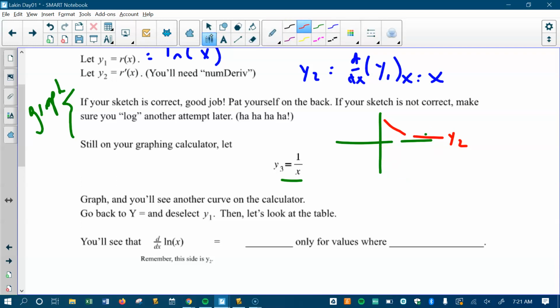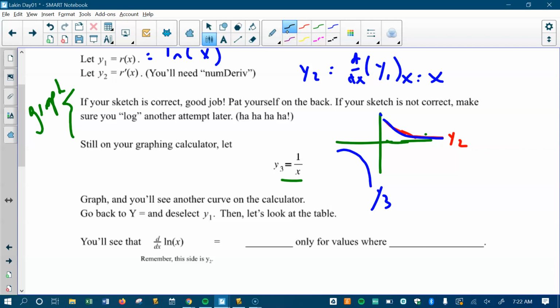Okay, y1 should no longer be seen anymore. And now we're going to go ahead and enter y3 equals 1 over x. And 1 over x kind of looks like this. I'll put it in blue. It looks like this and like that. That's y3. Now, if you look at the table values, y2 and y3 should be about the same.